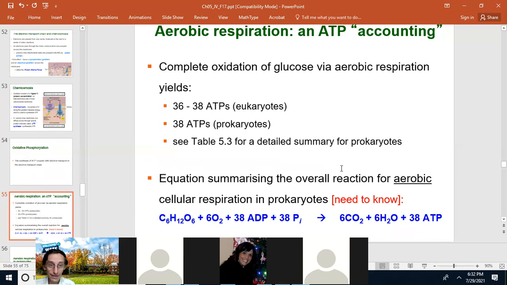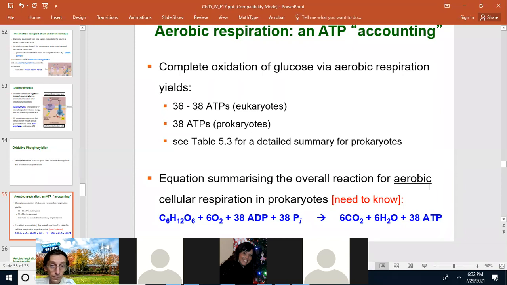For eukaryotes, they generate 36 to 38 ATP per molecule of glucose. For prokaryotes, they're a little more efficient. In all of respiration, they generate 38 ATP. So let's talk about it with prokaryotes. 2 ATP are made by glycolysis, 2 are made by the preparatory step in the Krebs cycle, and then 34 ATP are made by the electron transport chain.